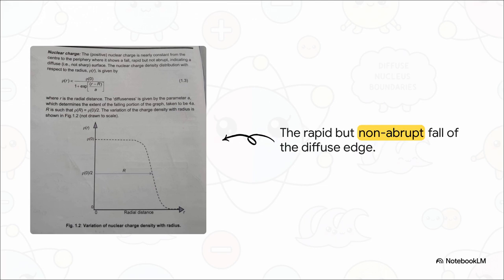Now, let's trace the final part of this story. Watch what happens to the dashed curve immediately after it passes that halfway mark at R. It takes a massive dive downwards. It falls incredibly rapidly. But look closely at the shape of the curve at the bottom right, जहाँ वो x-axis के पास आती है. It doesn't hit the axis at some harsh, sharp angle. It gracefully swoops down and just trails off. ये visually उस 4a boundary को represent करता है, the rapid but completely non-abrupt dive. It is absolute proof that the nucleus doesn't have a hard shell, it has a diffuse fuzzy edge.